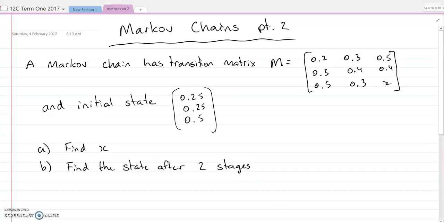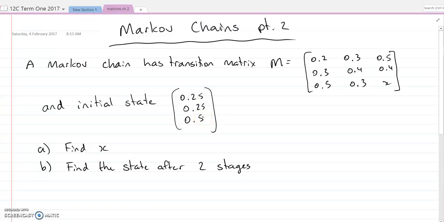Okay, we've got Markov Chains Part 2. So we've got a Markov chain with the given transition matrix, and it's a 3x3 this time instead of a 2x2, which is fine. It can be any square matrix. It will have to be square, and we're given an initial state. So this is like the Trump-Clinton starting at 0.1, 0.9.